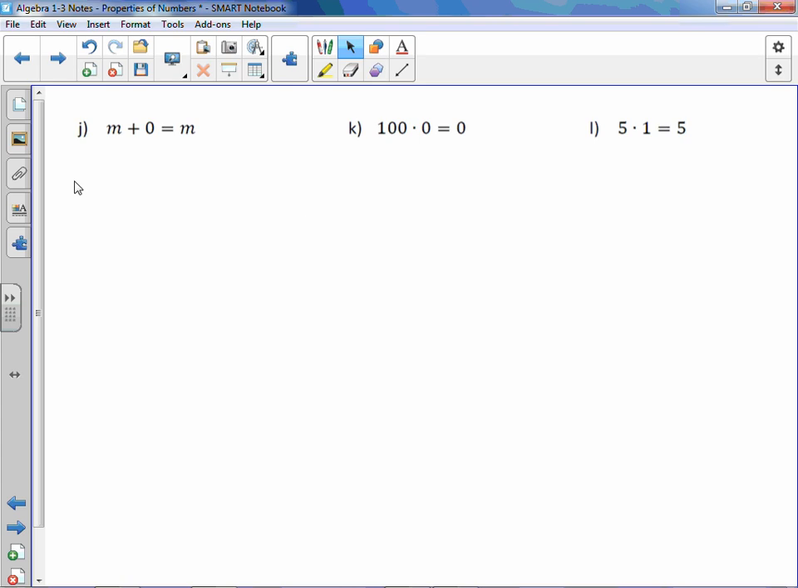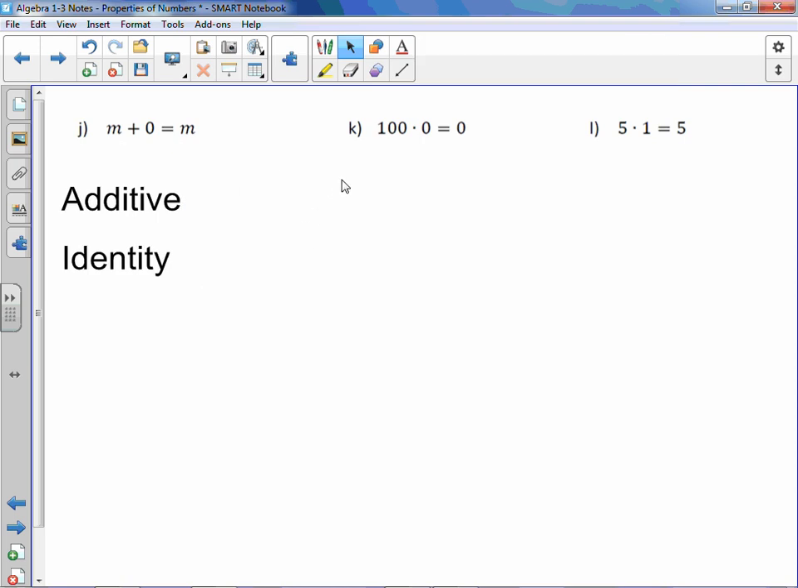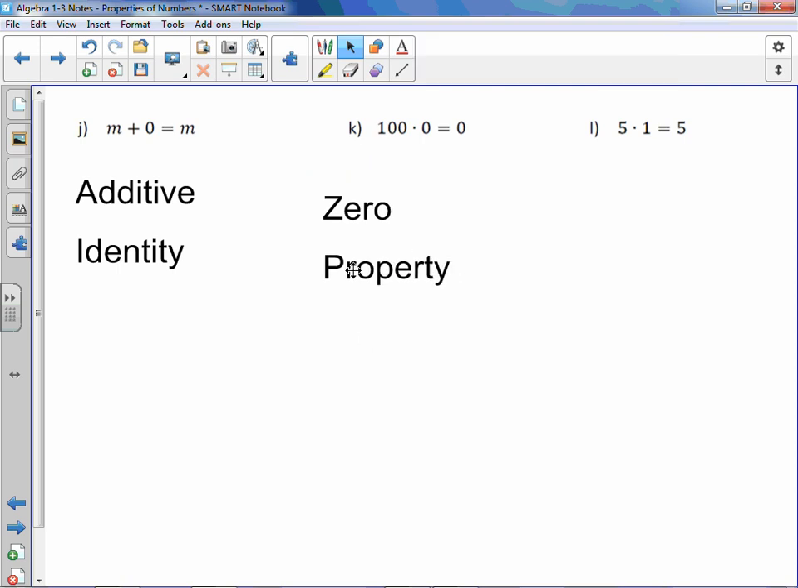Letter J, m plus 0 equals m. You're adding and you get the same thing back, so this is the additive identity. Letter K, 100 times 0 equals 0. This is the 0 property or multiplicative property of 0, because your result is 0. When you multiply any number by 0 and get 0, that's the 0 property.